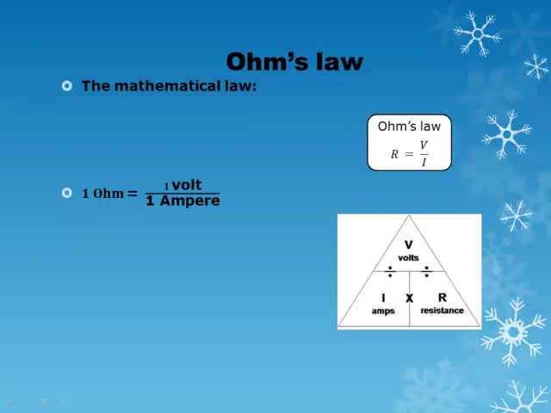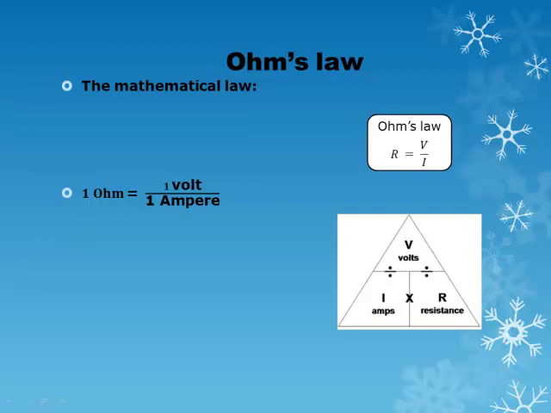Now we want to deduce the definitions of measuring units like ohm, ampere, volt, according to Ohm's law. From the magic triangle, ohm is the resistance when the potential difference is 1 volt and the electric current intensity is 1 ampere. Again, ohm is the resistance when the potential difference is 1 volt and the electric current intensity is 1 ampere.